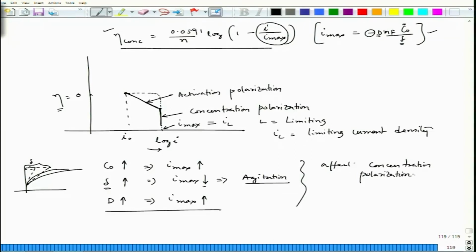Fine. So, let us stop here. We will continue our discussion in the next lecture onward. We would try to connect activation as well as concentration polarization and get to a concept called mixed potential theory, which will enable us to understand corrosion mechanism in a much better way rather than going through a very analytical path. Okay. So, let us stop here and we will continue our discussion in the next lecture.